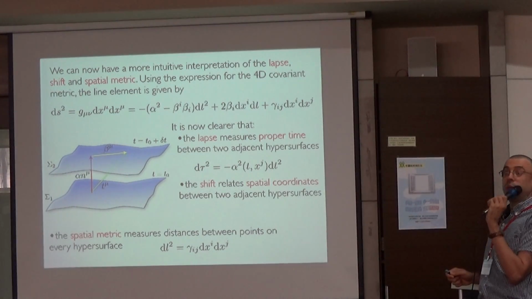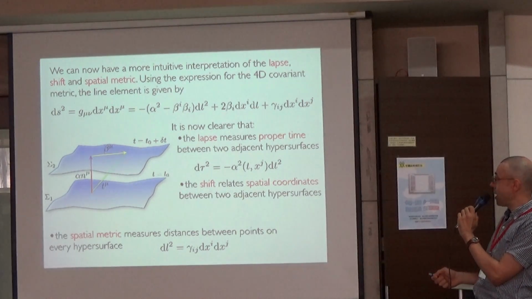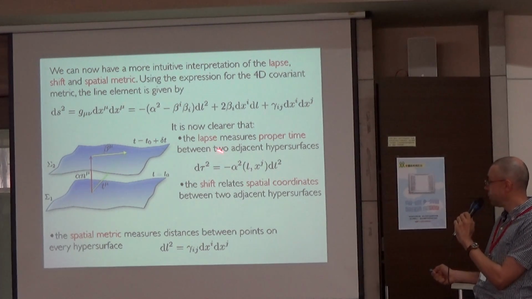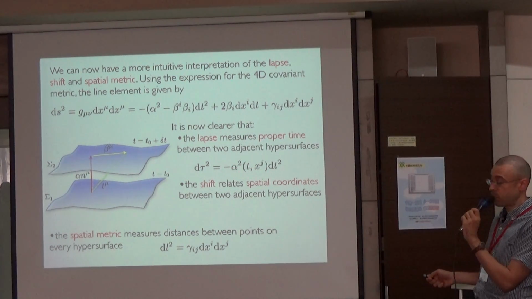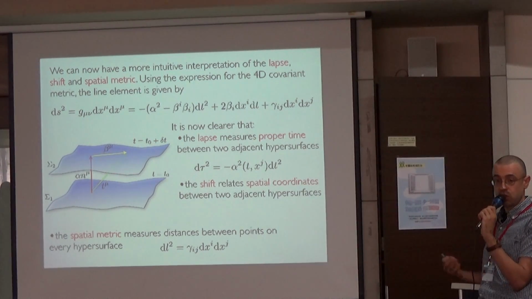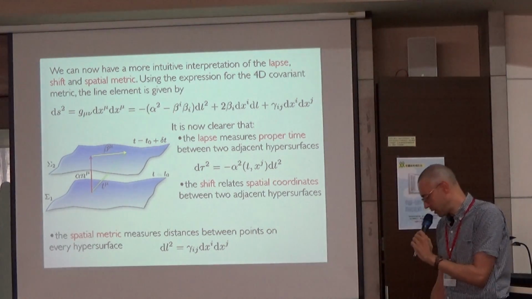Now, maybe we can have a more intuitive interpretation of the lapse and shift and spatial metric. In particular, as I was mentioning, the lapse measures the proper time. If you put x equals 0 and beta equals 0 into the interval, you find the proper time. So alpha is the proper time, and the shift instead lives only in hypersurfaces and changes coordinates inside the hypersurface. And the spatial metric is the spatial.